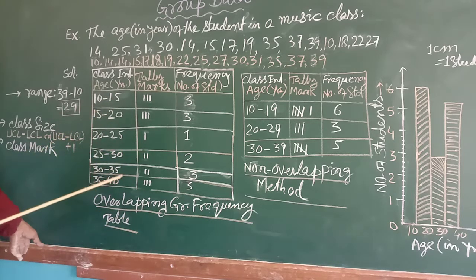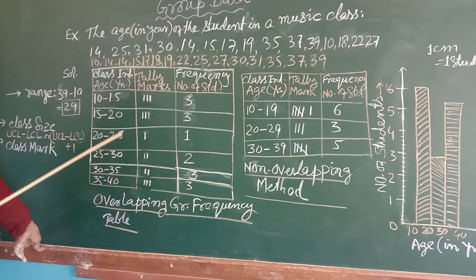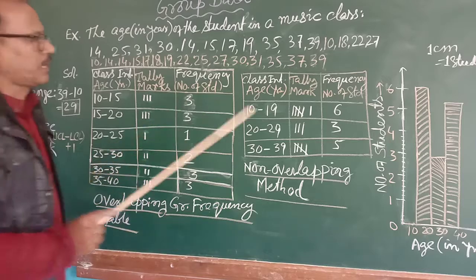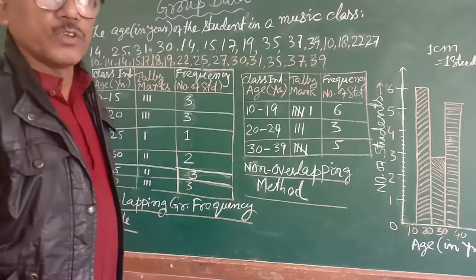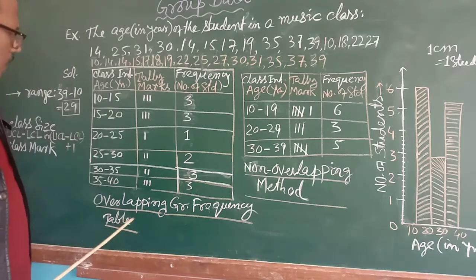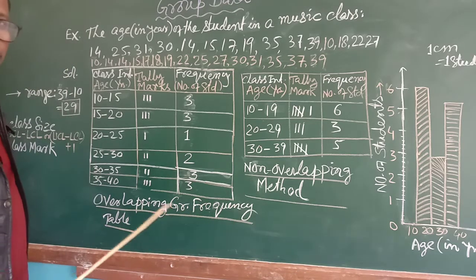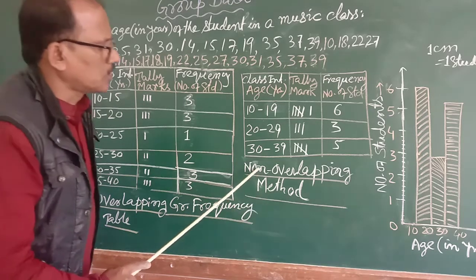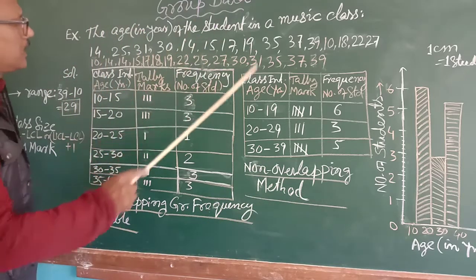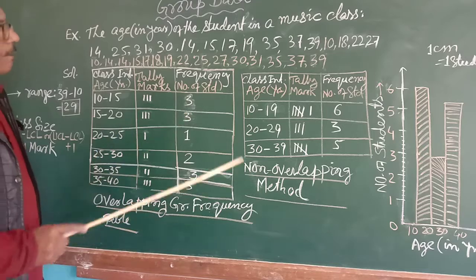Upper class limit minus lower class limit will be the class size for the overlapping method. There are 2 methods you can calculate. A group frequency distribution table can be made in 2 ways: one is the overlapping group frequency distribution table, and the other is the non-overlapping method. What is the non-overlapping method? Among the age groups, you don't repeat any age.